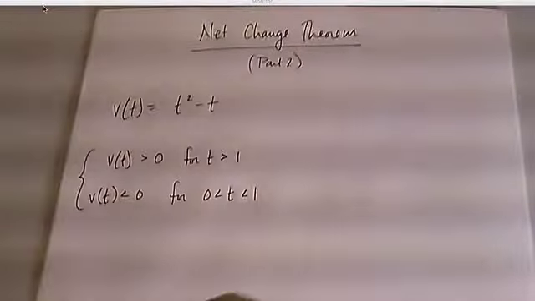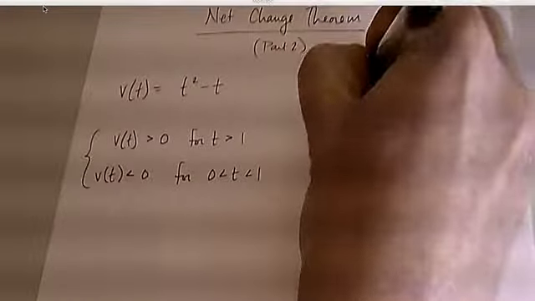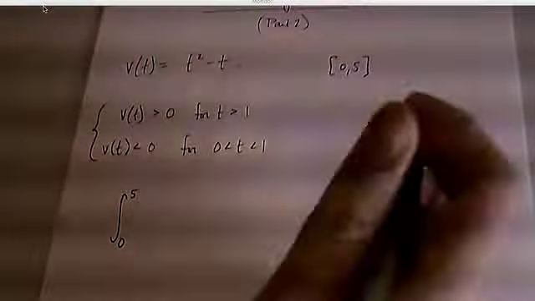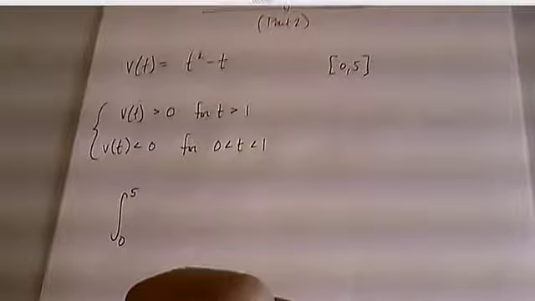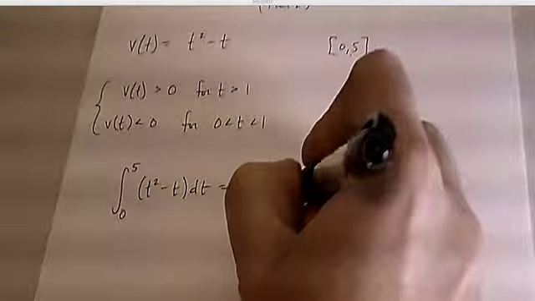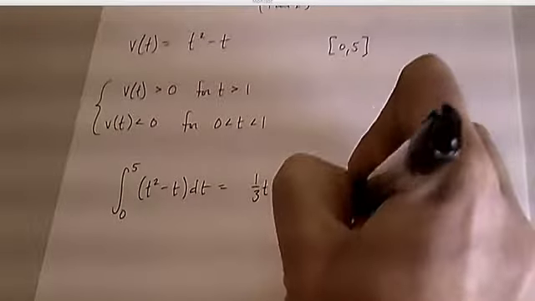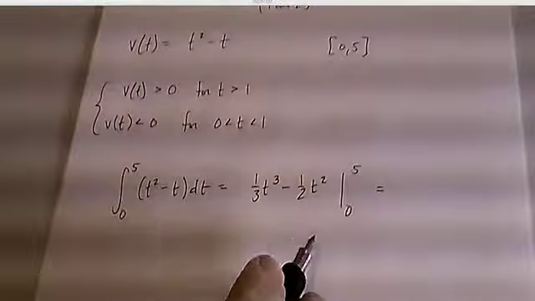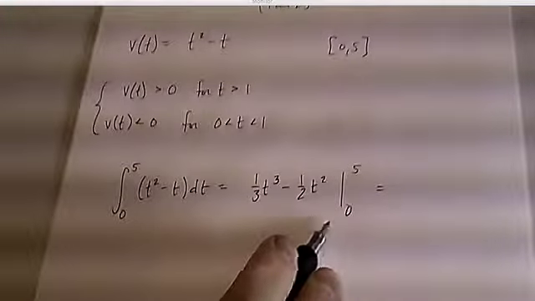Okay, well here's the thing. If I want displacement on 0 to 5, and that is the interval we were given, it's very easy. Displacement is just the straight up integral, right? Displacement is the net change. So we'll do t squared minus t dt, and that winds up being 1/3 t cubed minus 1/2 t squared from 0 to 5. The great thing about having zero as one of the limits of integration is I don't have to plug it in, right?